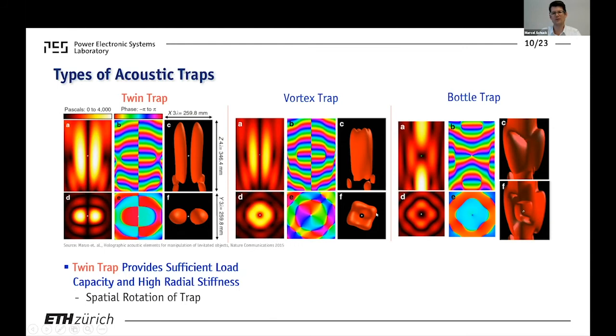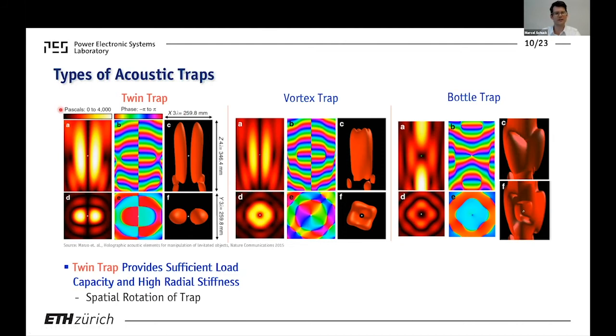The vortex trap is almost completely symmetrical in the circumferential direction, and the particle is suspended in the bottom of this well. It's called a vortex trap because if you look at the phase signature, you have a rotating phase signature, and this also causes the trapped particle to start to rotate. And the bottle trap looks like the particle is suspended in, or lying at, the bottom of a bottle.